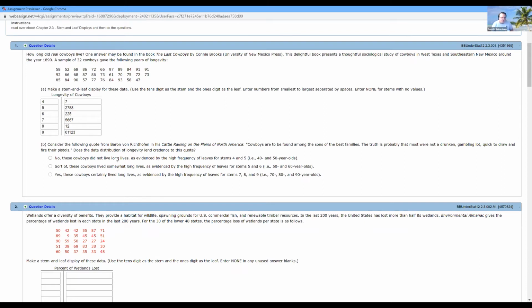In his cattle raising on the plains of North America, cowboys are to be found among the sons of the best families. The truth is probably that most of them weren't a drunk, gambling lot who were quick on the draw. They were very healthy, hard-working people, essentially. And when you look at this data, which is from 1890, which is kind of cowboy time, when people were doing the things. I know they have cowboys today.